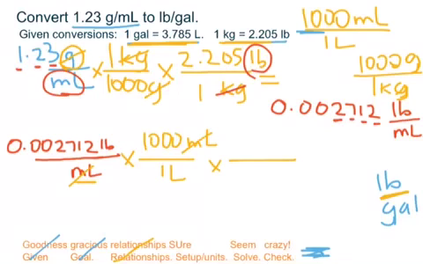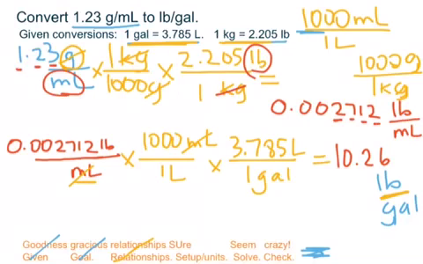Now liters tell me liters need to be in the numerator. So that is 3.785 liters per 1 gallon. That is going to equal, when I multiply it out, liters cancel, so I'm left with pounds per gallon, and it's 10.26.